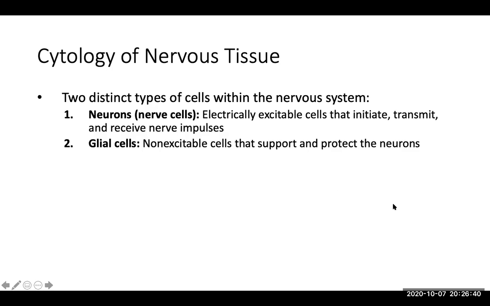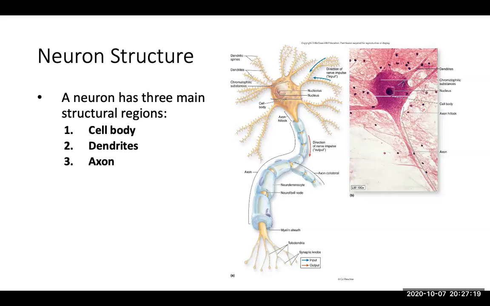Then we'll get into a little bit of the tissue of your nervous system. So we'll look at the cells, and that's what cytology is. It's the study of cells. There are two distinct types of cells within your nervous system. You will have neurons, which are the main nerve cell. These will be electrically excitable cells that will initiate, transmit, and receive nerve impulses. So they are the cells that are sending and receiving the signals that are passing through the nervous system. Then the glial cells are non-excitable, so they do not pass the stimulus through, but they will support and protect all the neurons. So here's a look at the neuron structure.